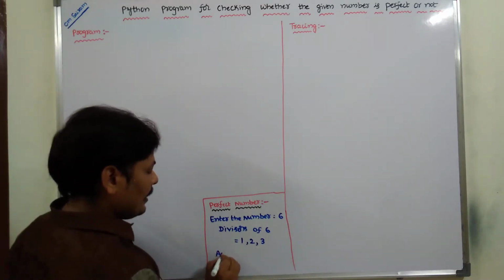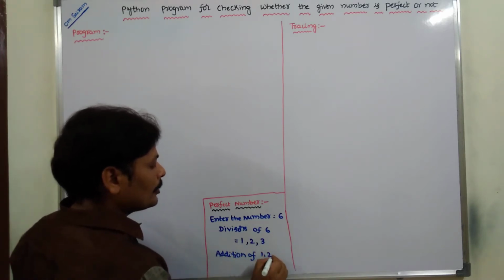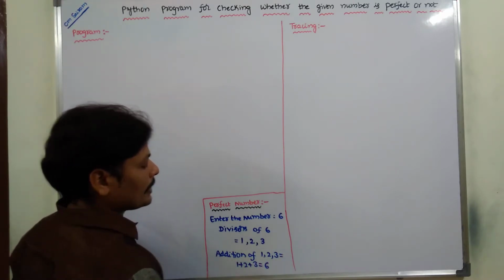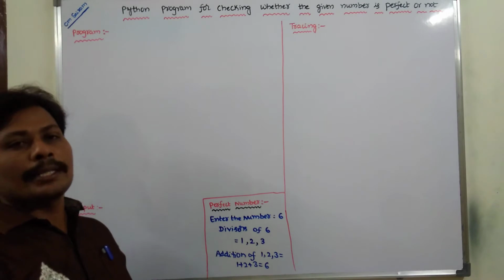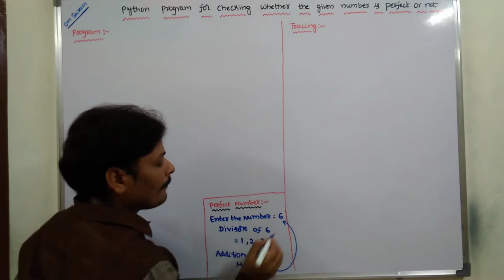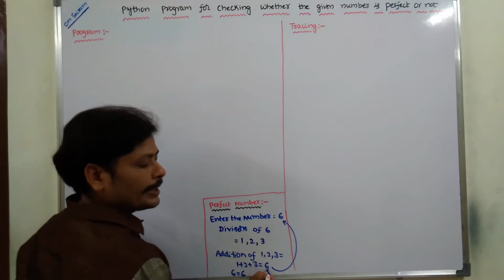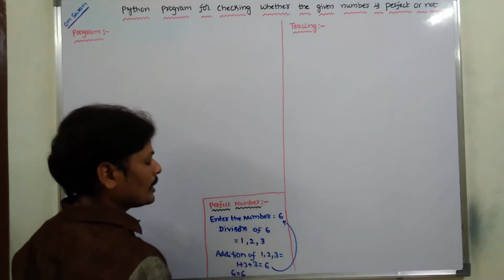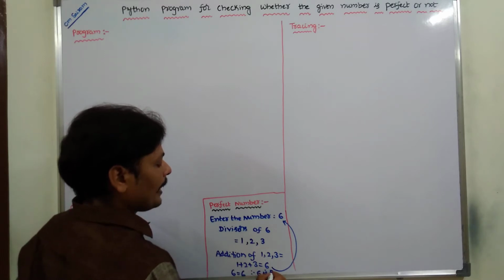1, 2, 3. Now I am adding these divisors. The addition of 1, 2, 3 is 1 plus 2 plus 3, which is equal to 6. This addition result is equal to the given number 6, so we can say that it is a perfect number. 6 is equal to 6. Here 6 is the addition of the divisors, and it is equal to the original number. Therefore 6 is a perfect number.